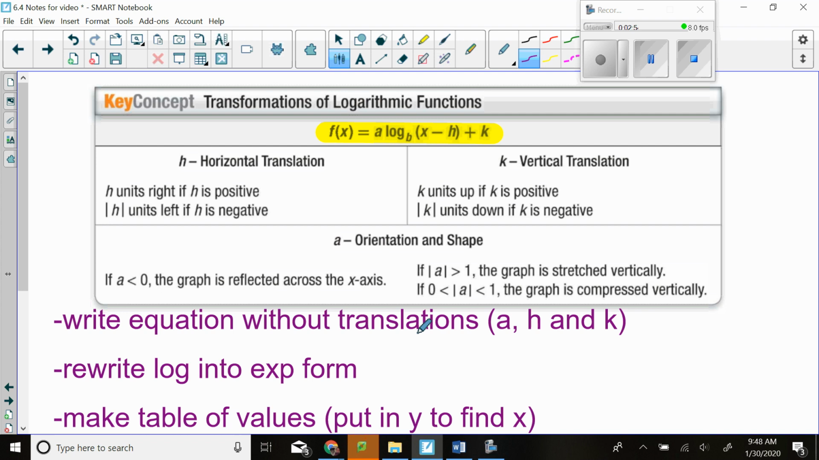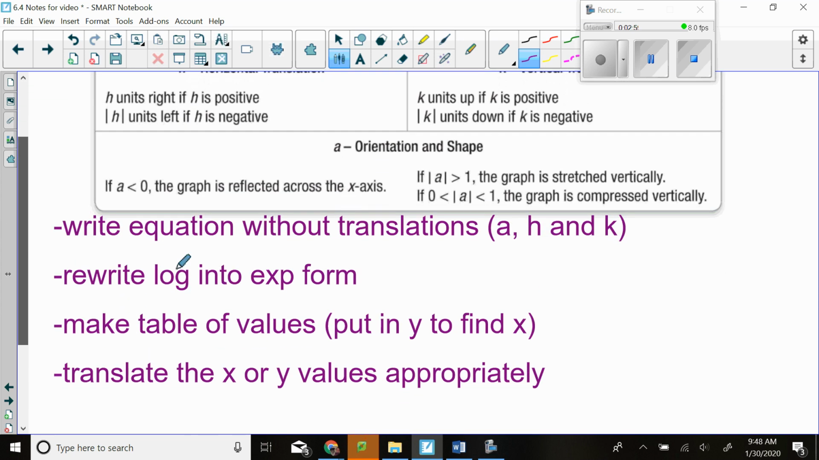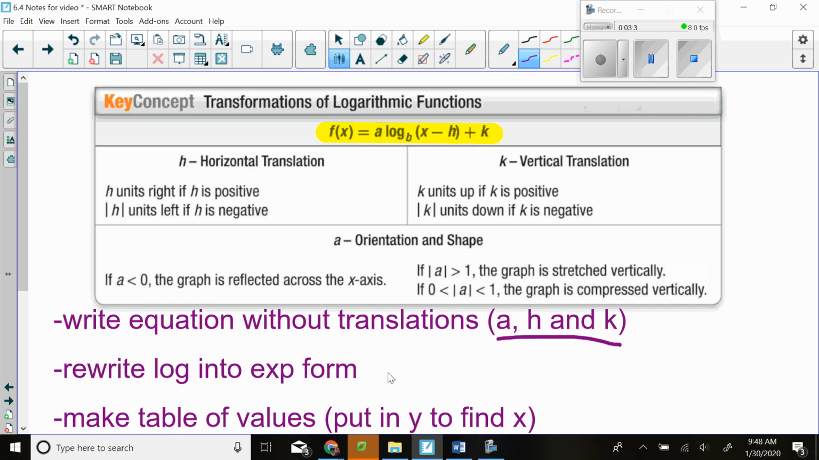So write an equation without your translations, so no a, h, or k. Then rewrite the logarithm into exponential form. So it'll look kind of weird. You'll have 3 to the y equals x, or something to the y equals x. It'll seem kind of backwards. When you make a table of values, you will put in your y values and you will find your x values, which is opposite of what we always have been doing. And then once we're done with that, then we're going to use our a, h, and k and translate just like we did with the exponential.